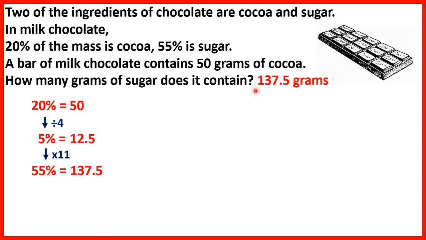137.5. So the bar of chocolate contains 137.5 grams. So here, the reason why we divided to get 5%, is because if we know 5%, we can work out 55%, because 5 is a factor of 55. But we could have also divided by 20 to get 1% and then multiplied by 55 to get 55%.